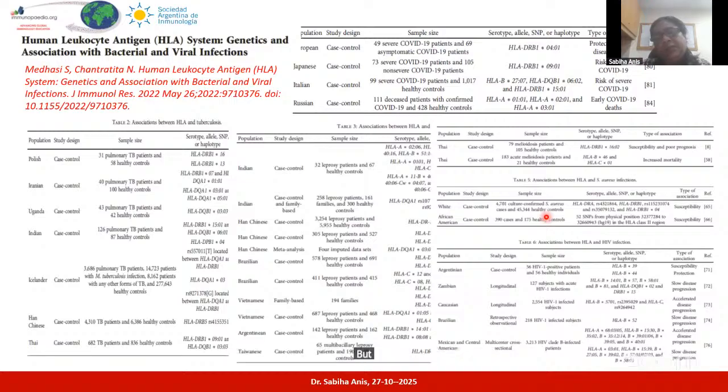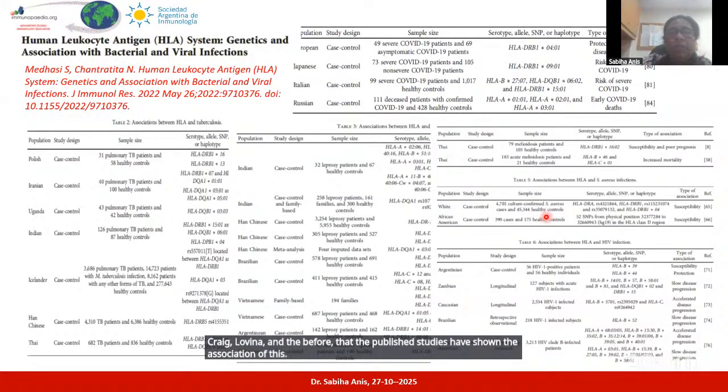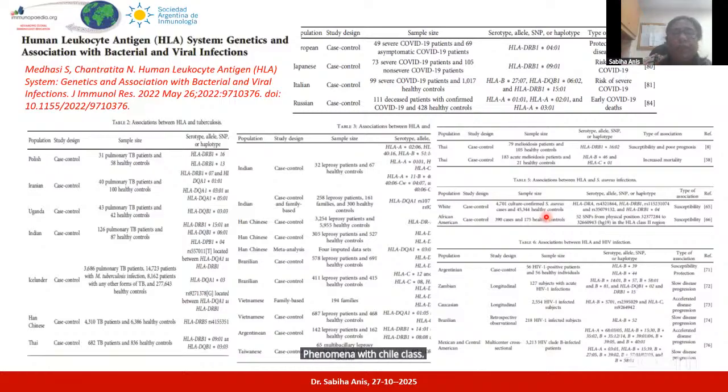But these need to be taken with a pinch of salt, because how do we prove that this association is real? We did a study looking at the association of HLA molecules in HCV positive patients who were making cryoglobulins or having cryoglobulinemia. Before that, published studies had shown the association of this phenomenon with HLA class A2, B8, DR3. And this haplotype, or these antigens, are very common in our population.